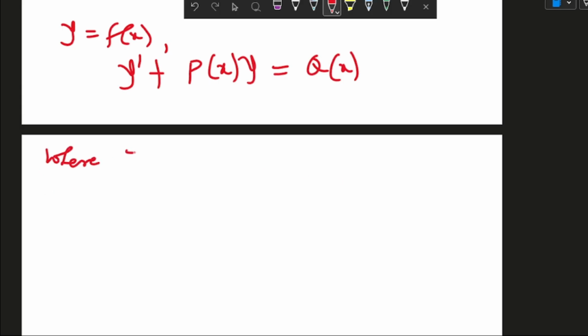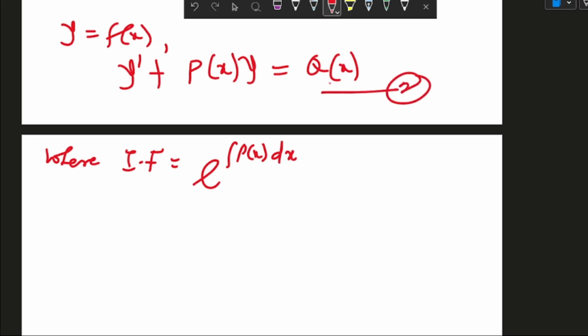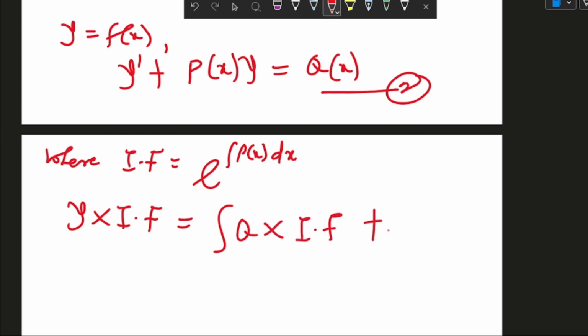where the integrating factor is the exponential of the integral of p of x dx. But the solution to this equation 2, which is the first order ordinary differential equation, is always y times the integrating factor equals the integral of q times the integrating factor, then plus c. So this is how I'm going to write my solution at the end of the day.